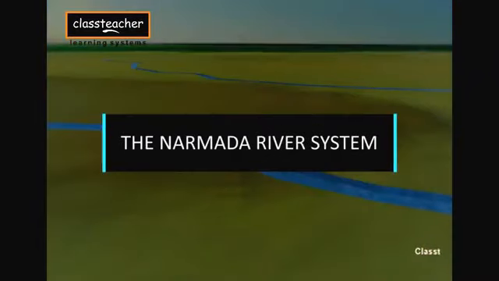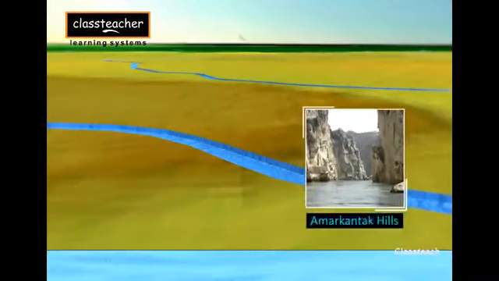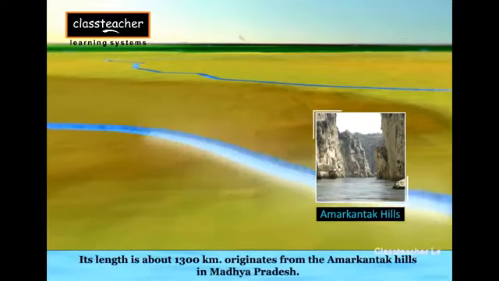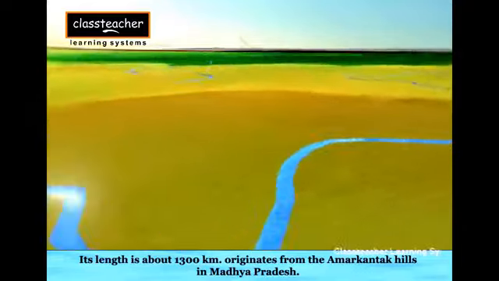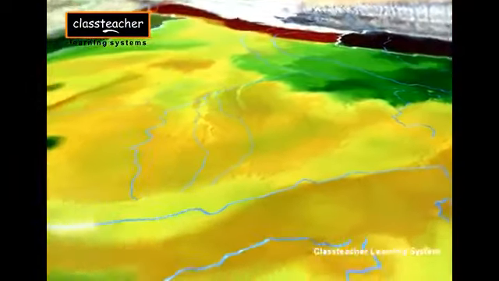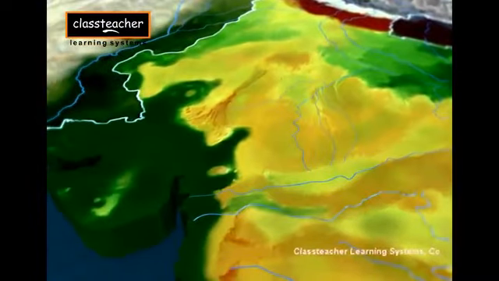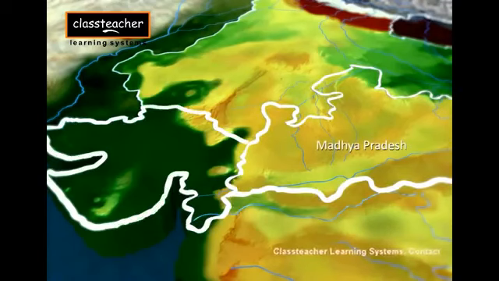The Narmada river system. It rises near the Amarkantak Hills in Madhya Pradesh, flows westward for a distance of 1,300 kilometers to finally empty itself into the Arabian Sea. The Narmada Basin covers parts of Madhya Pradesh and Gujarat.